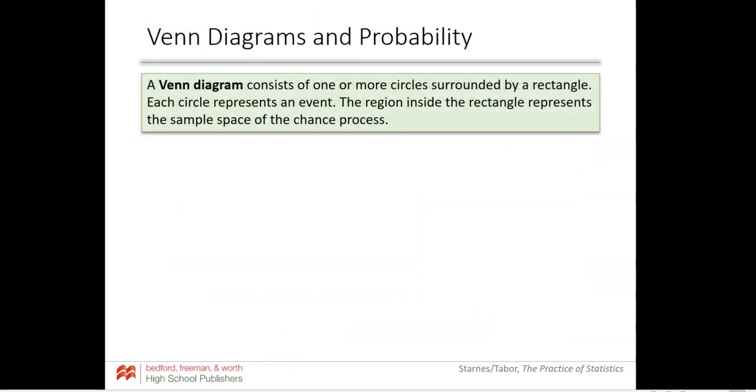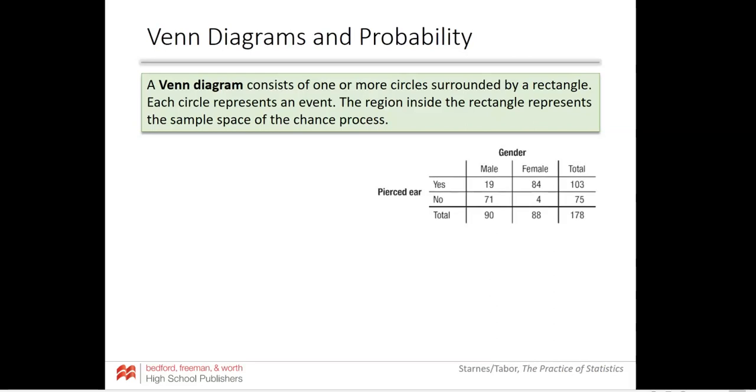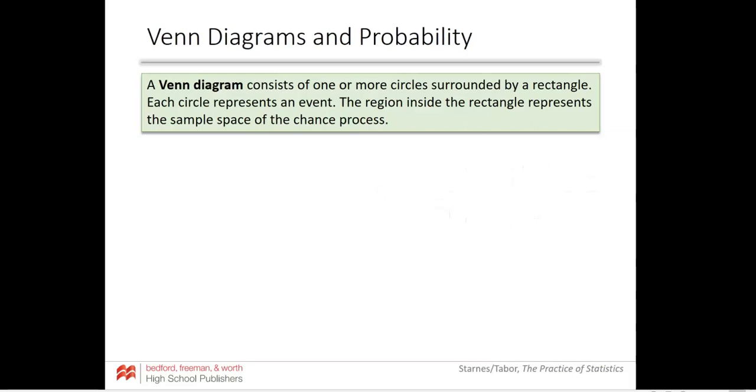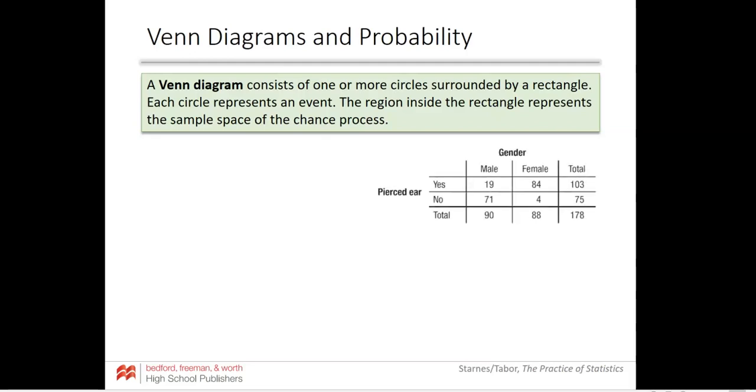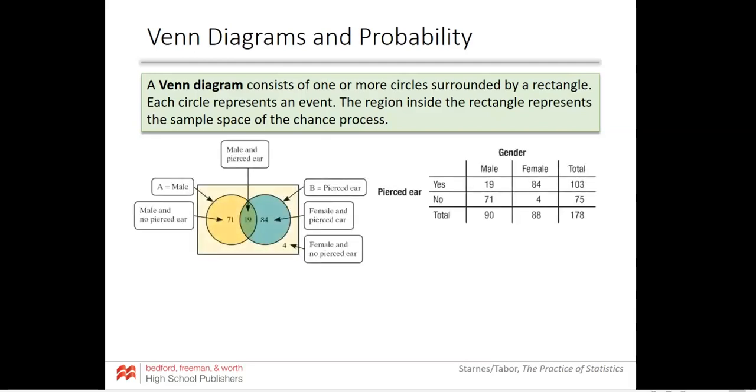A Venn diagram consists of two or more circles surrounded by a rectangle. Each circle represents an event, and the overlap is the space in between. I love Venn diagrams. It's great. Just Venn it up. Okay, so in this case, we could have done that same problem we asked about male and pierced ears. We could always start with the middle.